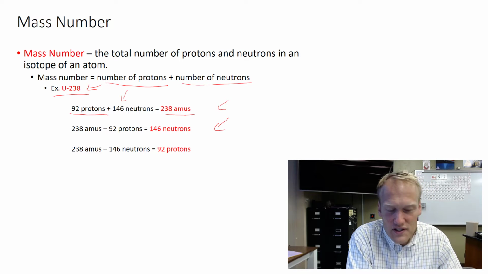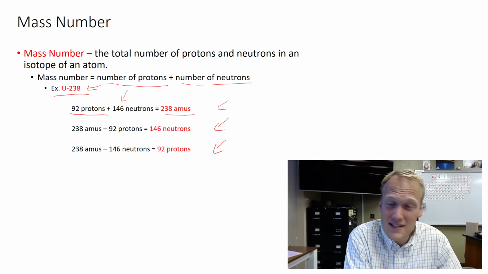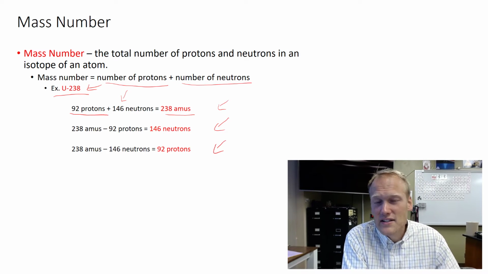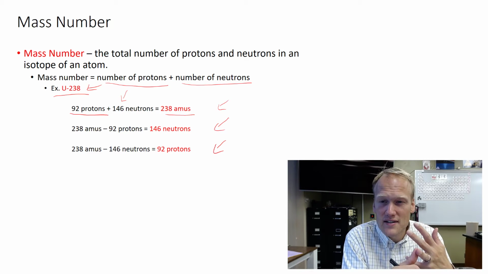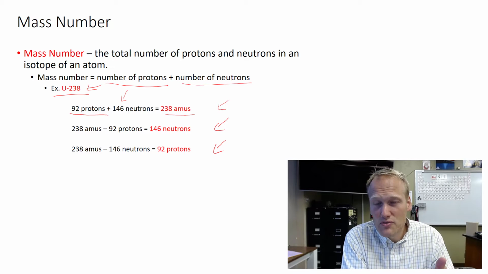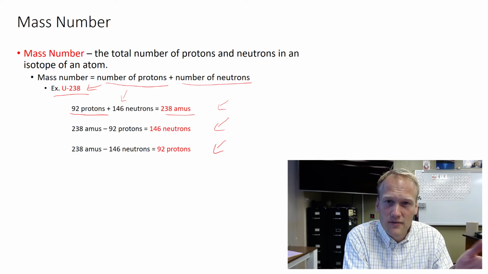All of these equations are just different ways to show the same math problem. You can solve for protons, you can solve for mass number, you can solve for neutrons, depending on which numbers you know and which numbers you don't know.